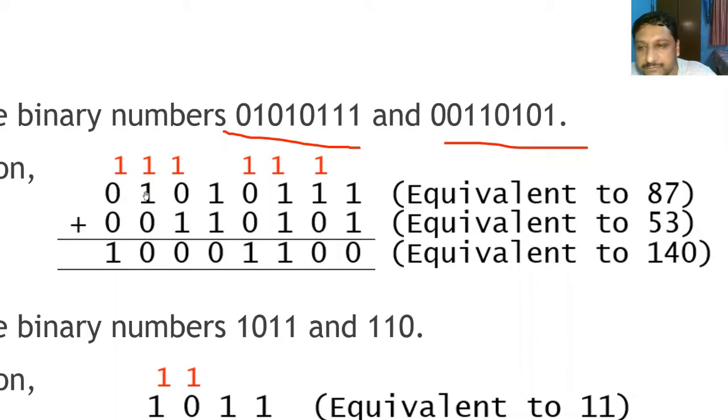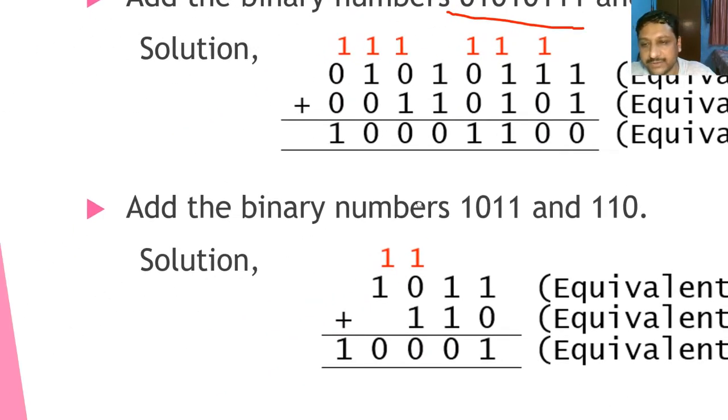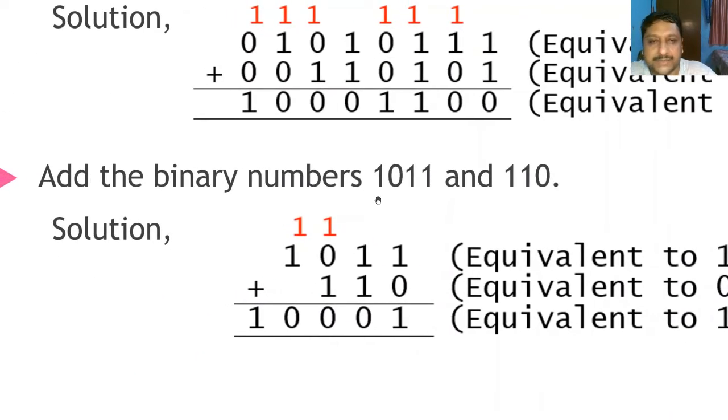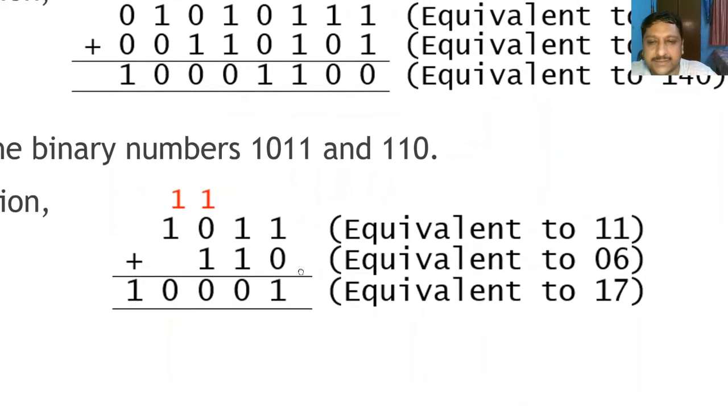1 1 1 0, 0 is written here, 1 is carried forward, and there is no other value, then 1 is directly written here. The equivalent number is given here, which will be equal to 140. Now see another number, a smaller number, 1 1 1 1 1 1 0. Okay, this is the equivalency.